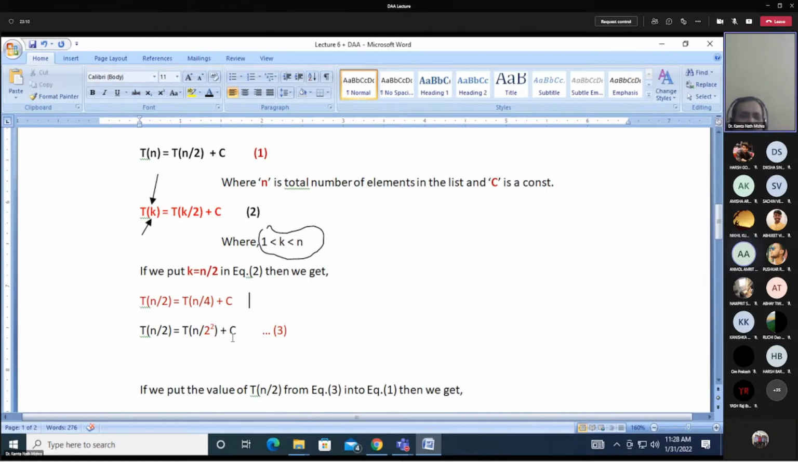Anmol, Amrit, what is common? Tn by some constant term, sir. Tn by 2. Tn by 2 is common. I see Tn by 2 common in equations 1 and 3. Yes or no? Yes sir.